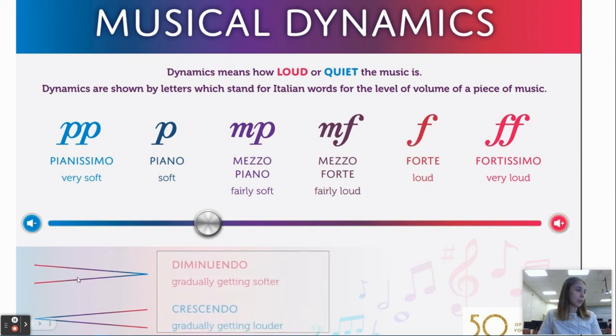And then some other symbols. We've got diminuendo, or sometimes called a decrescendo, gradually getting softer. And then you have the opposite, the crescendo, gradually getting louder.